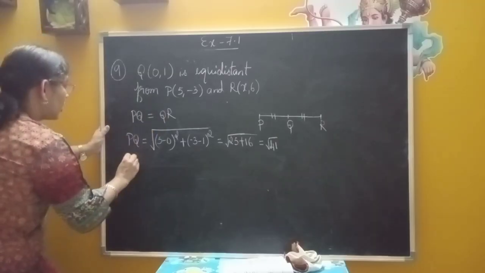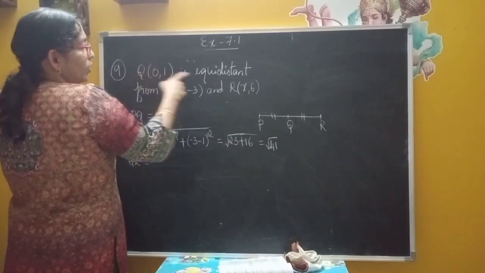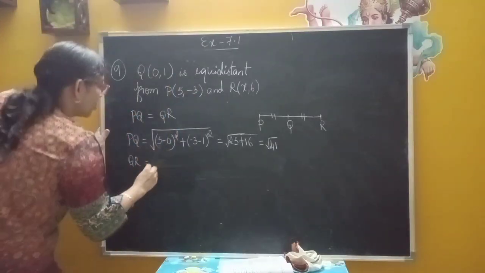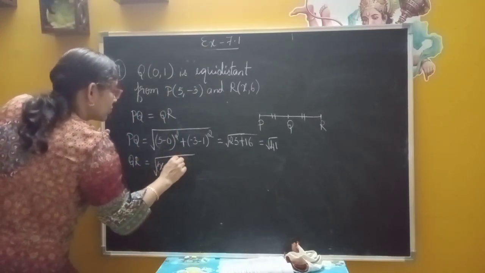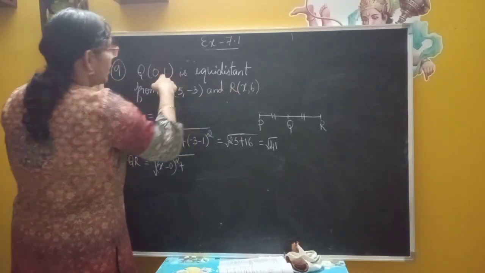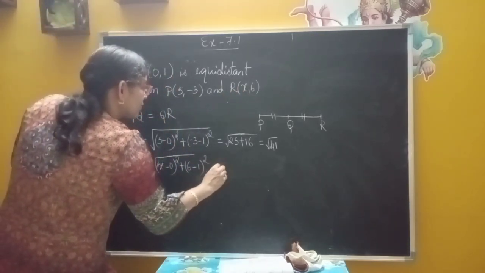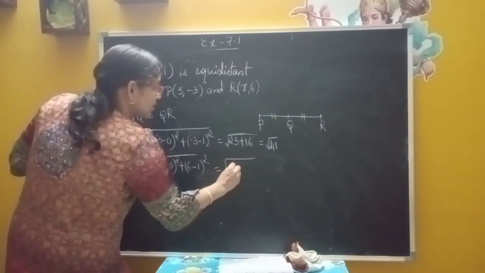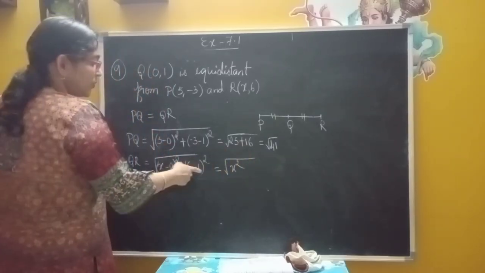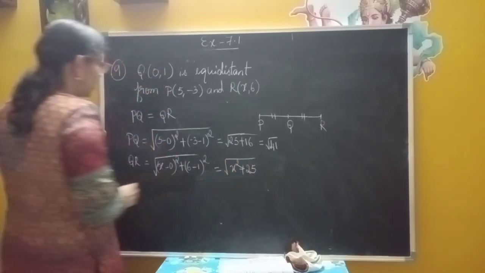Next is QR, Q and R. (x minus 0) whole square plus (6 minus 1) whole square. So what do we get here? x minus 0 is x square. 6 minus 1 is 5. 5 square is 25.